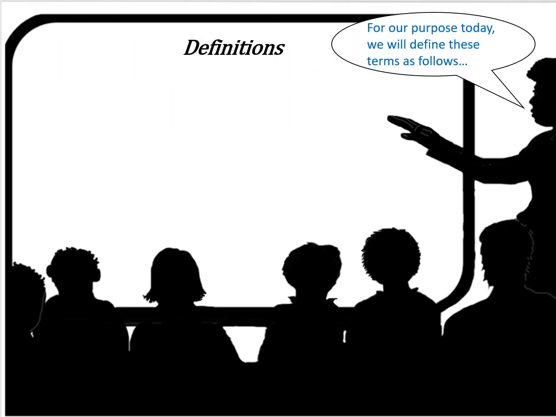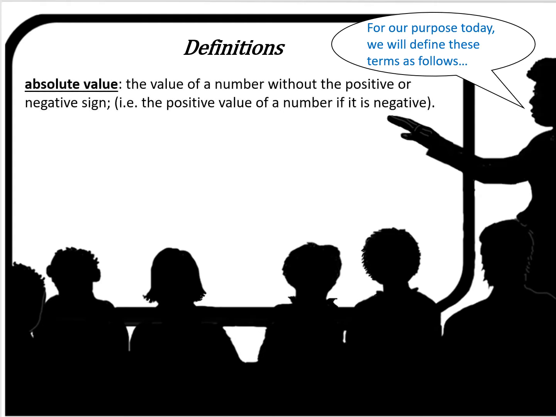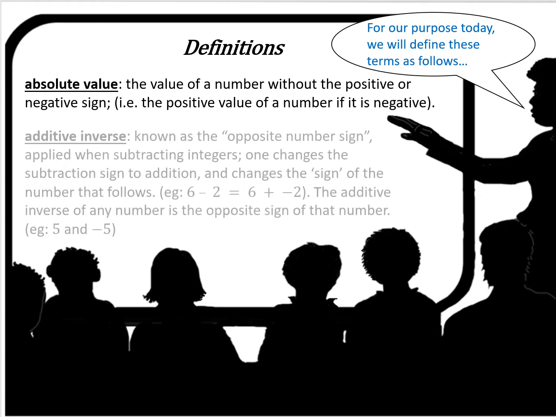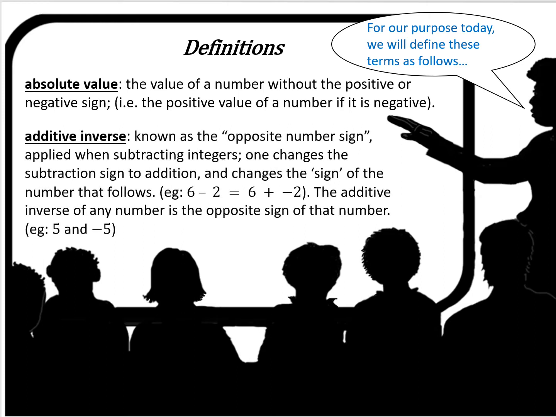For our purpose today, we're just going to define these terms as follows. Absolute value: the value of a number without the positive or negative sign. So basically the positive value of a number if it's negative, and the actual number if it's positive.